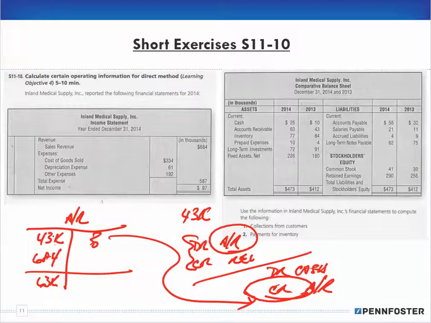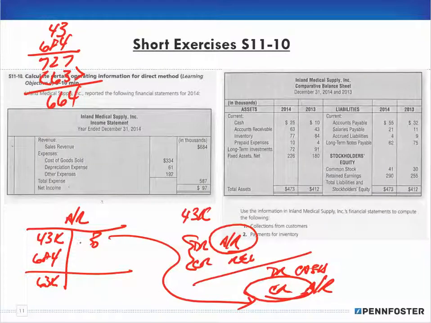And of course, if you know 3 out of 4 things, you can always figure out the remaining item. So if we have a beginning balance of 43,000 and we add in the 684,000, that's 727,000. Then we subtract out our ending balance of 63,000, and that gives us cash received, a collection from customers, of 664,000. That's how much our collection from customers is.